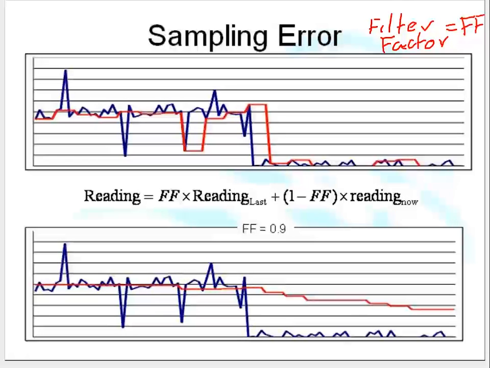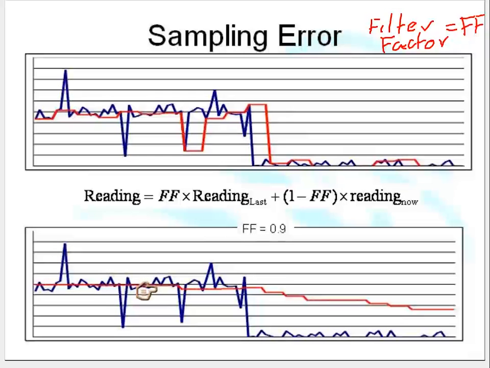We use filter factors. And what the filter factor does is, instead of just taking the reading through as gospel, the ADC takes a proportion of the last reading, so that if your filter factor is 0.9, it takes 90% of the last reading it had, and then it takes 10% of whatever the ADC is saying right now. So it takes 90% of last reading and 10% of now reading. And that's what is taken and sent through to the PLC.